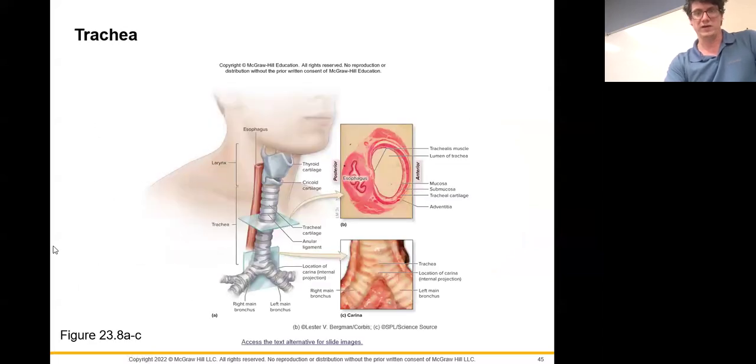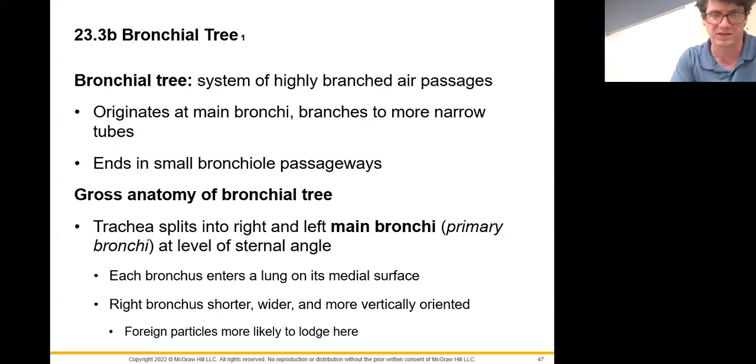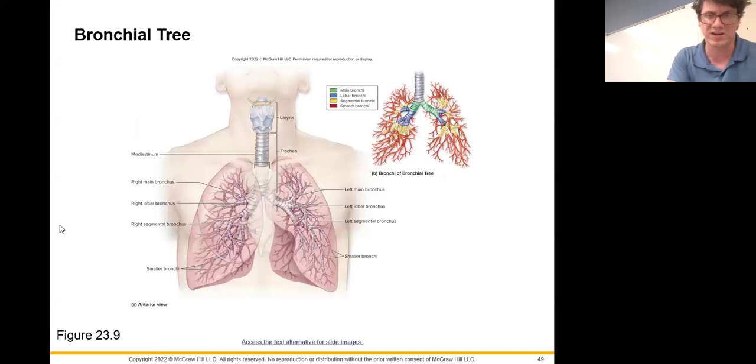Now, once we've done that, you're going to pass down into the trachea. And then the trachea is going to branch into its two major structures, which are going to be your main bronchi. So here we're going to look at what we call the bronchial tree. On the right side, we have a very straight bronchus going into the right side where we have three lobes. The left side, we only have two.